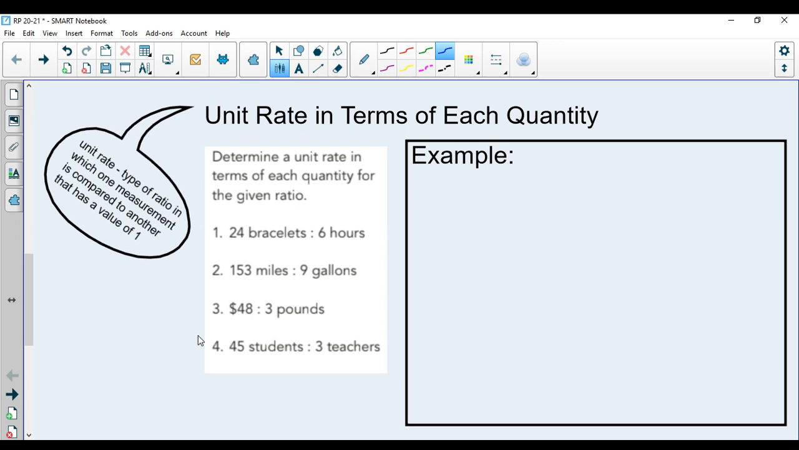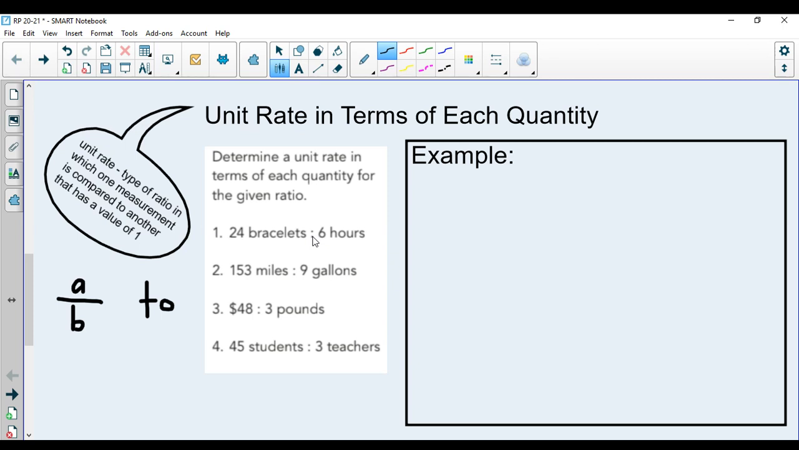Now, in 6th grade, you learned different ways to write your ratios. You could represent them with a fraction, so you could have like A to B. You could also write them with the word to, or you could use a colon. So that's what we see done here in these examples. If I'm determining a unit rate in terms of each quantity here, I'm going to end up with 2 unit rates. And I'm going to show you an example with problem number 1, and then you're going to complete problems 2, 3, and 4 in Canvas.